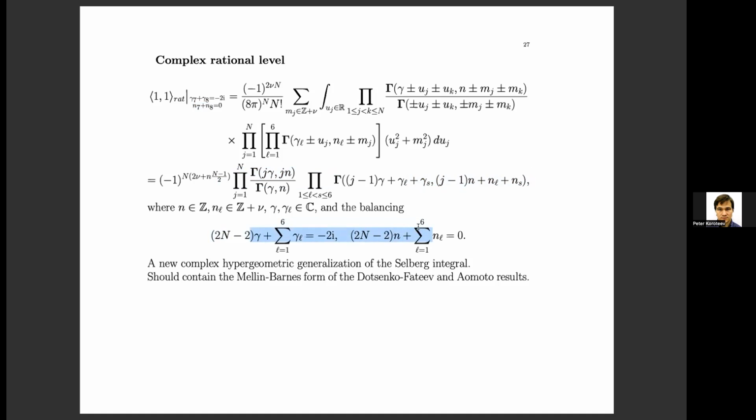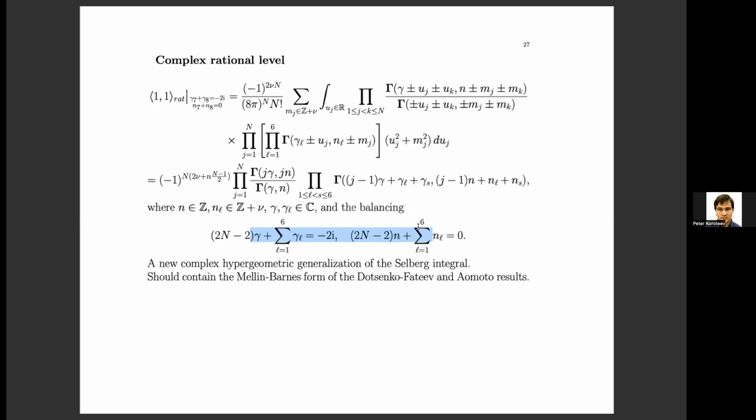And this is the new rational generalization of the famous Selberg integral. And somehow it should contain the Mellin-Barnes forms of the results which were obtained long ago by Dotsenko, Fateev, and Aomoto. They considered this complex analog of the standard Selberg integral, a generalization of the Gelfand, Graev, Vilenkin formula which I described. So they lifted it to the BC_n root system and we have found analogs of that.